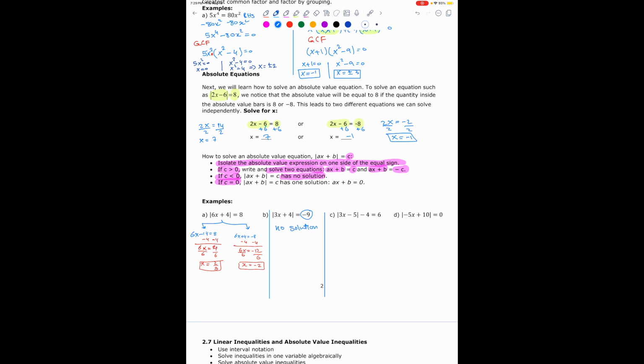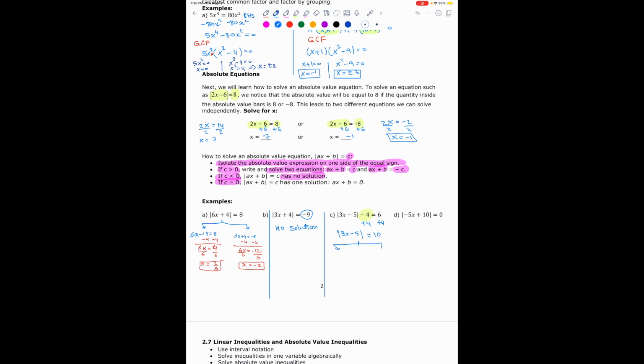C, 3x minus 5 in absolute value minus 4 equals 6. Notice how we have -4 associated with the absolute value, so we need to get rid of that first. We're going to add 4 to both sides of the equation before we split. So now we have 3x minus 5 inside the absolute value equals 10.